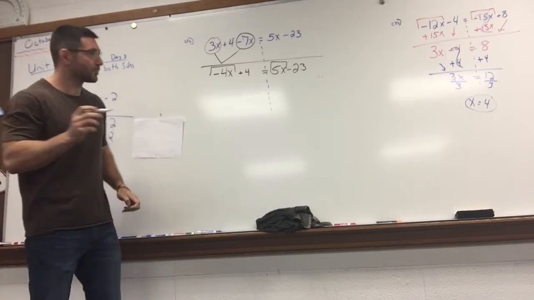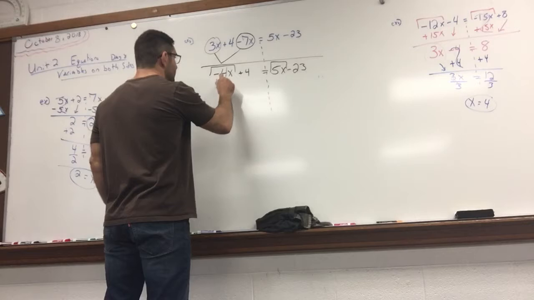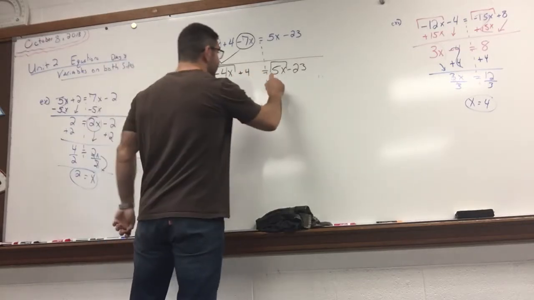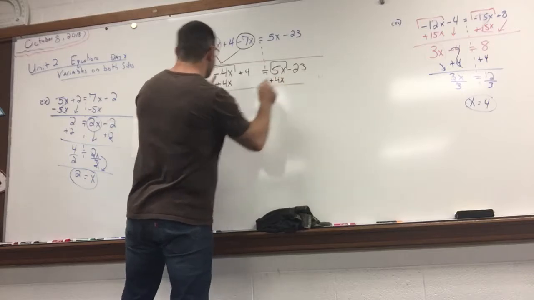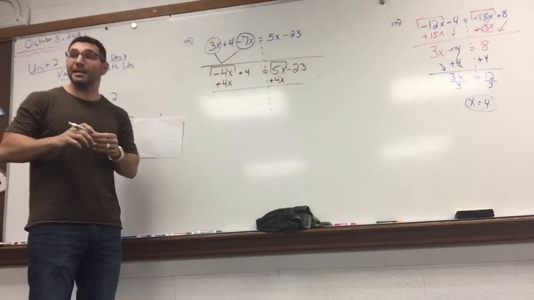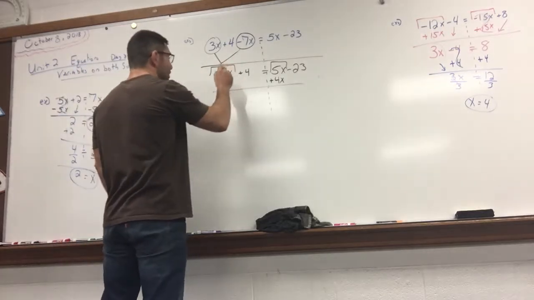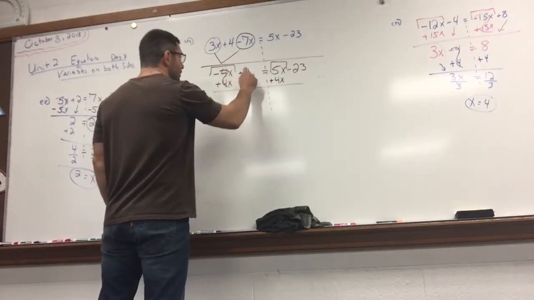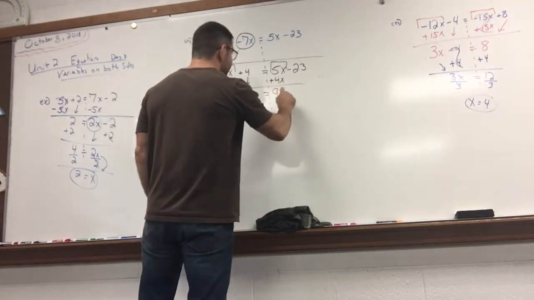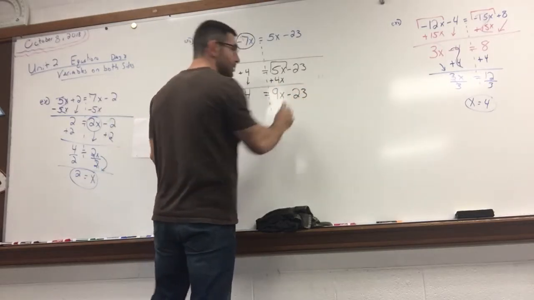Go ahead. You add the 4x to itself and to the 5x, because we want to get rid of it from one side. Negative 4x plus 4x is 0. That's isolating, that's an additive inverse. So that's 0. This positive 4 comes down. 5 plus 4 is 9x's minus 23.